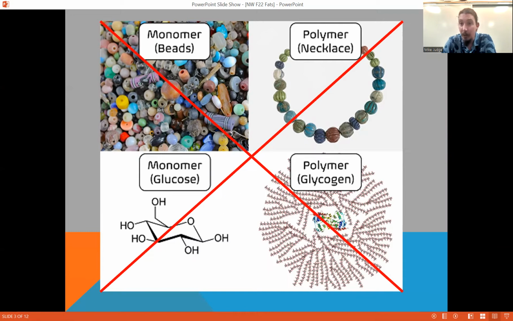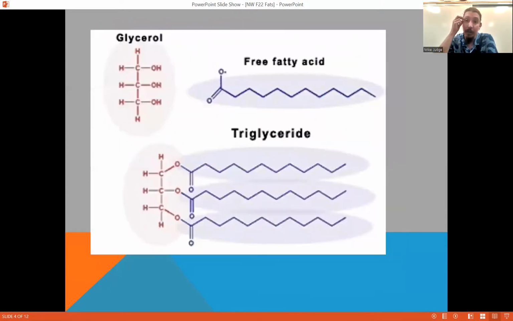We're going to come back to other molecules in your body that are polymers. You might already know from biology class that proteins and DNA are polymers as well. Fats are kind of the exception here. They're not polymers. And instead, they look like this.